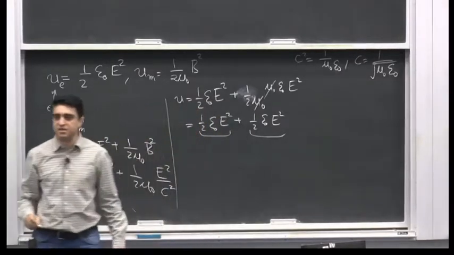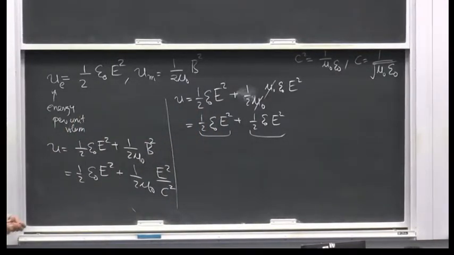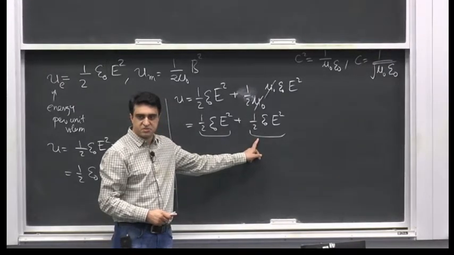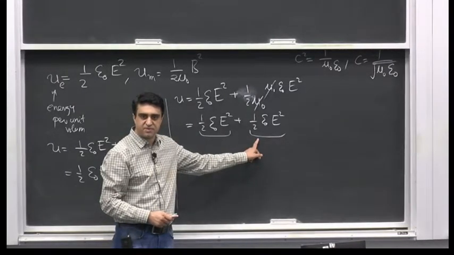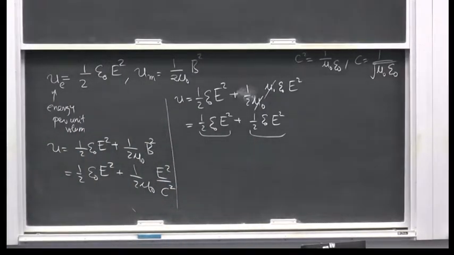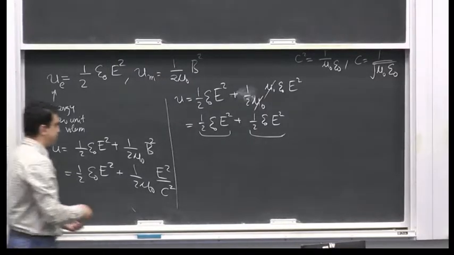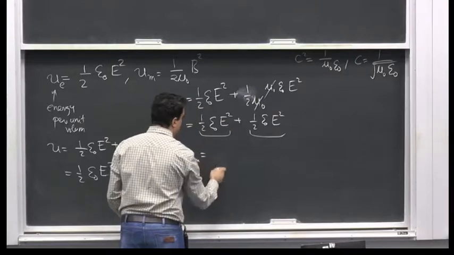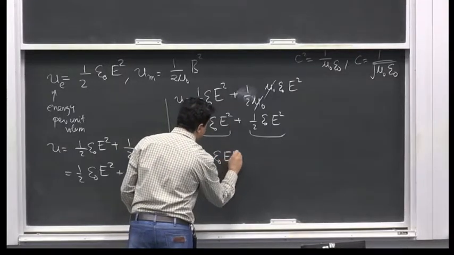You get basically the same term, which tells you that the energy density which is stored in the electric field is exactly equal to the energy which is stored in the magnetic field part of the electromagnetic wave. So both the electric field part and the magnetic field part carry the same amount of energy. So the total electromagnetic energy density is just the sum of half and half, which would be equal to epsilon naught E squared.